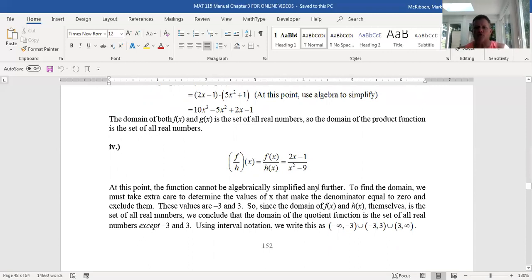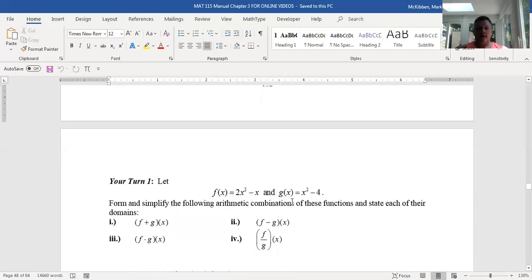But what you have to make sure of now is to determine the domain correctly. Right? Even though both f and h have a domain of all reals, as an entity, this whole quotient does not have a domain of all reals because it has a denominator, right? And so you have to throw out any x value that makes the denominator equal to 0. Those values would be plus or minus 3, right? And so the domain of this quotient is technically this set here, all real numbers except for minus 3 and positive 3.